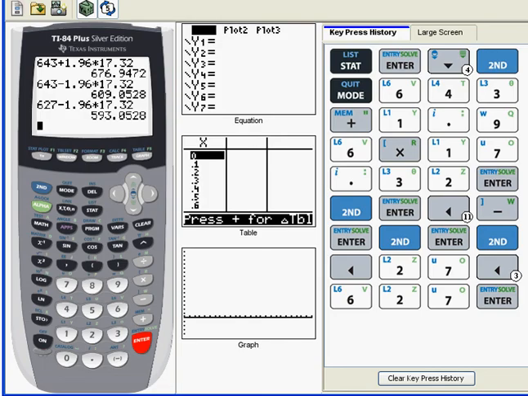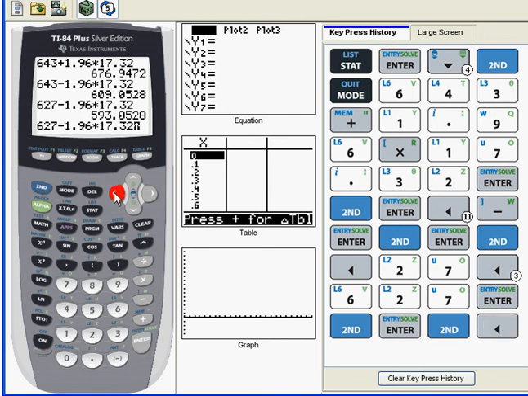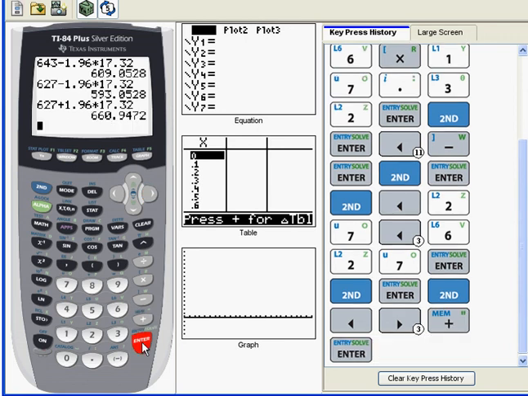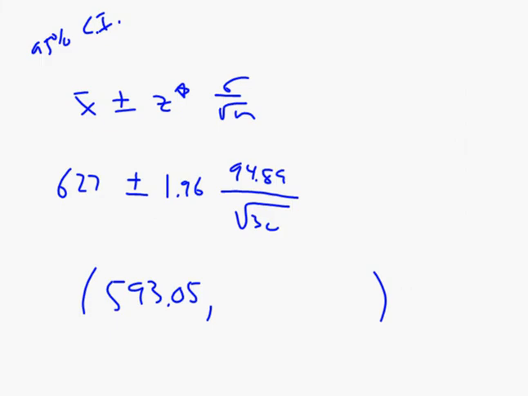I'll go back to the calculator. I'll do second enter, and I'm going to change that minus to a plus. We hit enter, and we get 660.94. Okay, so this interval also catches the true mean.